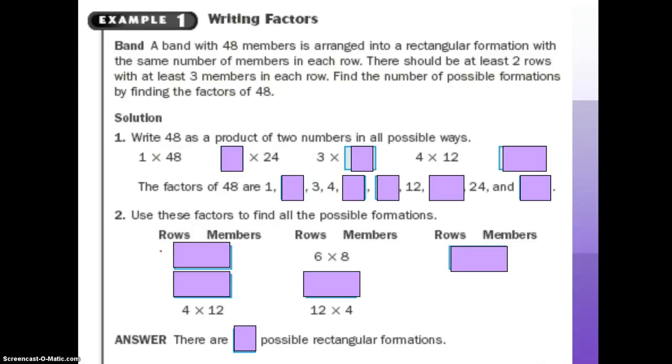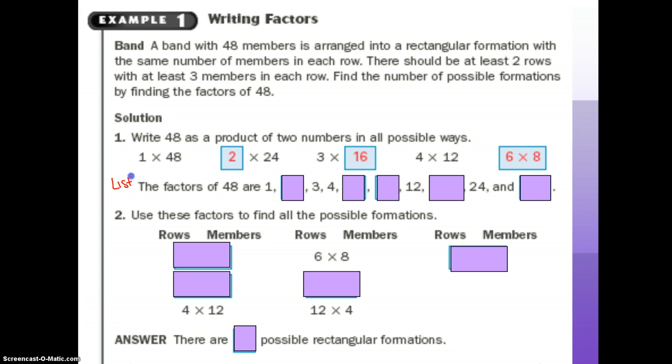Example 1. A band with 48 members is arranged into a rectangular formation with the same number of members in each row. There should be at least 2 rows with at least 3 members in each row. So you need to find the possible formations by finding the factors of 48. You can write 48 as a product of 2 numbers in these possible ways: 1 times 48, 2 times 24, 3 times 16, 4 times 12, and 6 times 8. This is what you would call listing the factors.